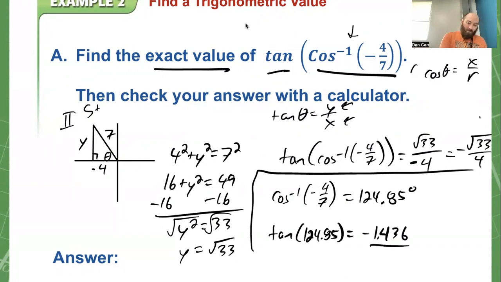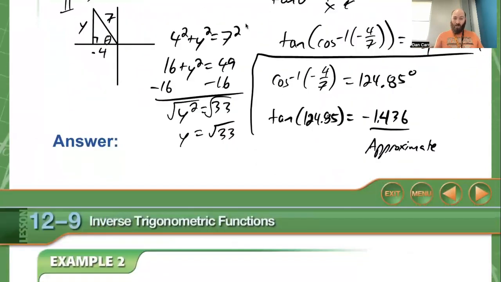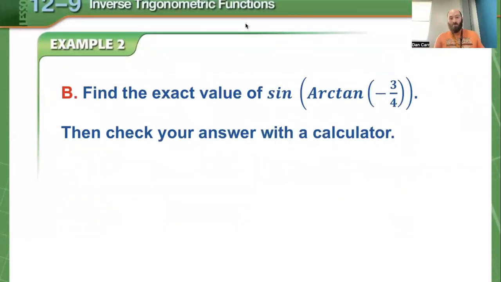Okay. So again, this is my exact that I used through this process. This is my approximate from my graphing calculator. Okay. That is our main idea today. So we're going to be using our inverses along with our regular trig to find these exact values.